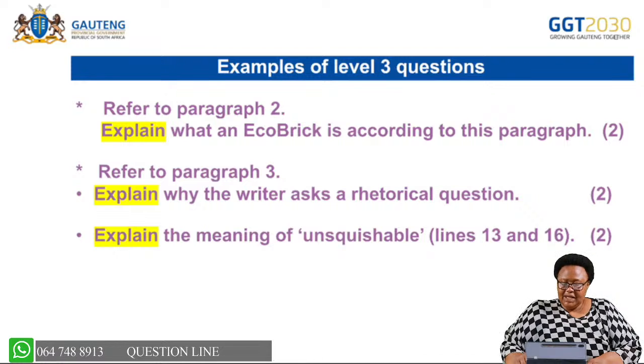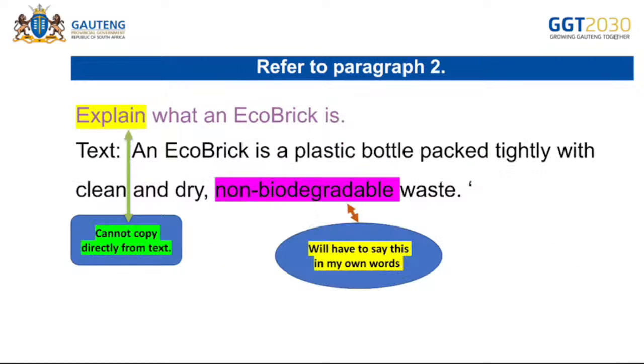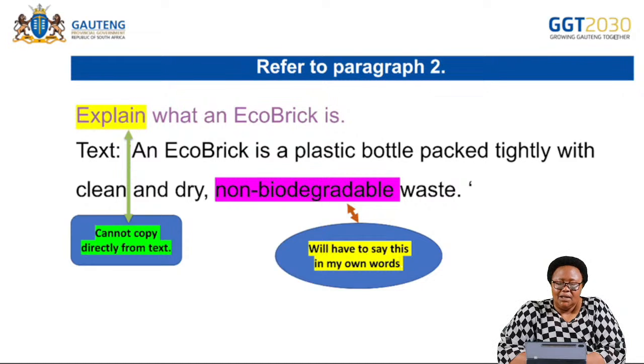And then the other one, explain the meaning of unsquishable, lines 13 and 16. Discuss the effectiveness of the words cut plastic out in paragraph 5. Okay, let's look at the first one. Explain what an EcoBrick is. So you are aware immediately that you cannot copy directly from the text. You have to use your own words. Look at the word non-biodegradable. You will have to say this in your own words.